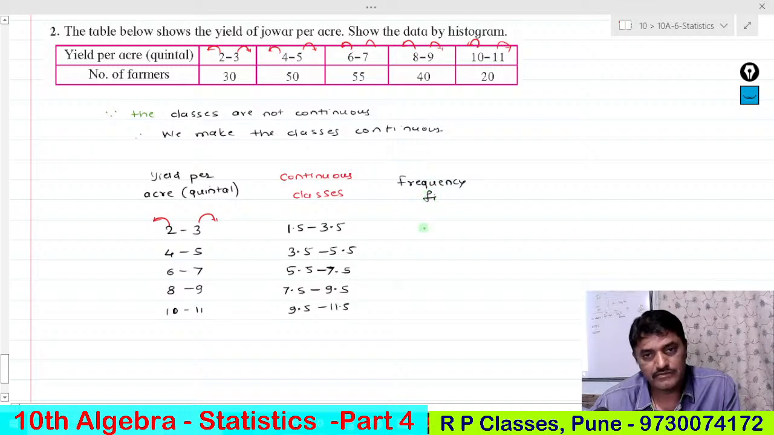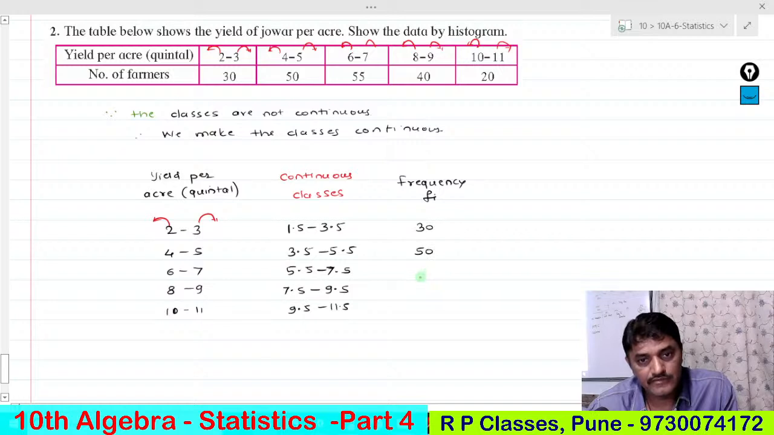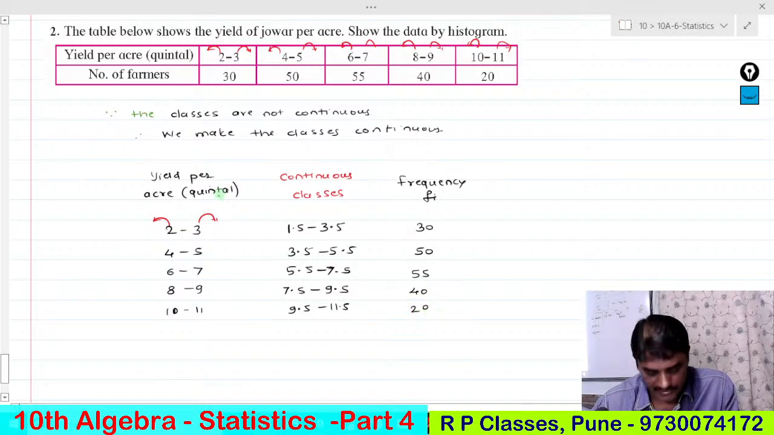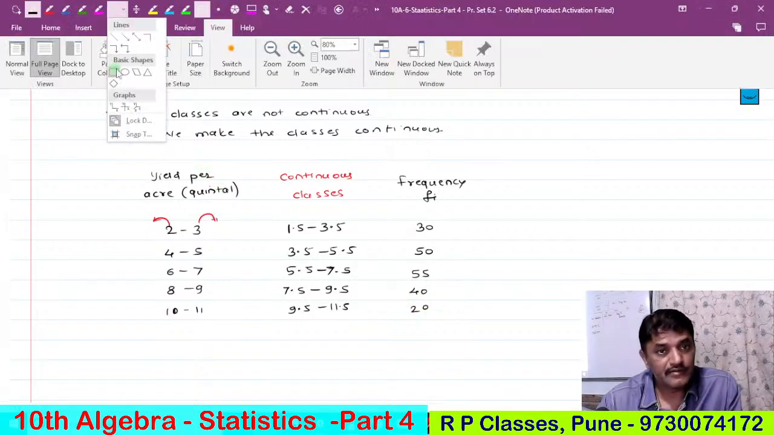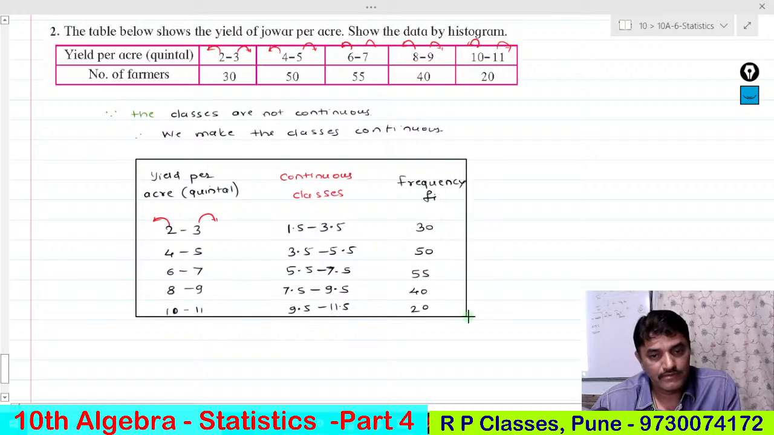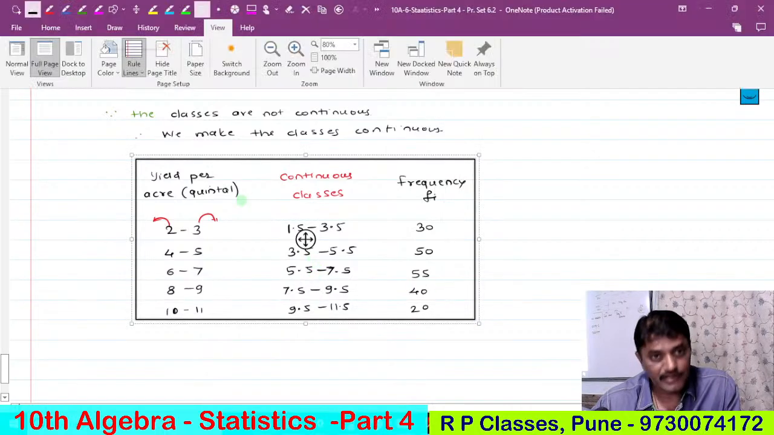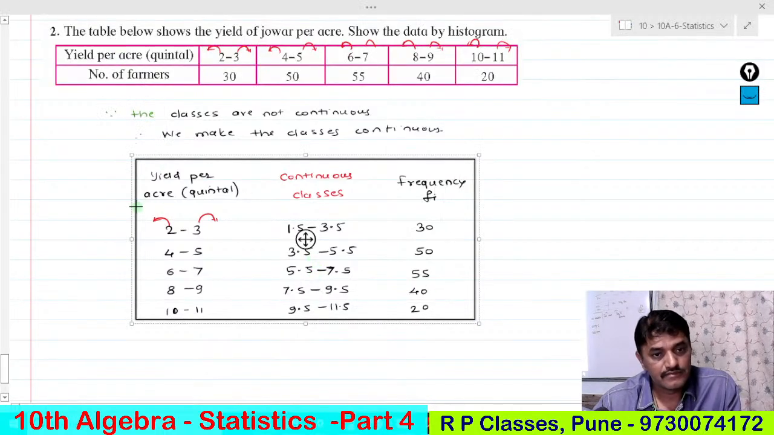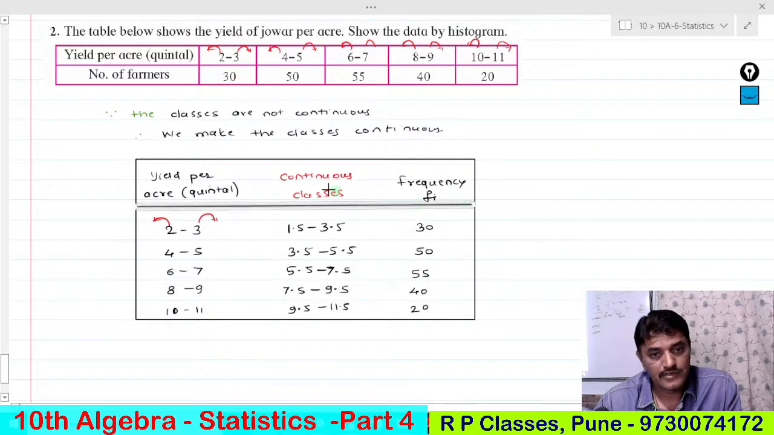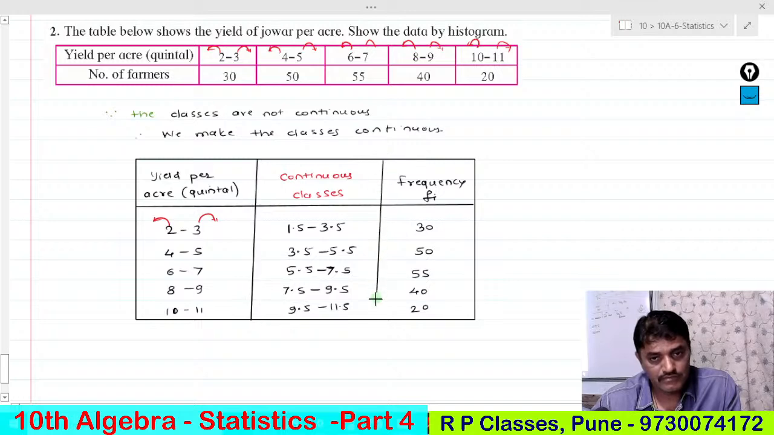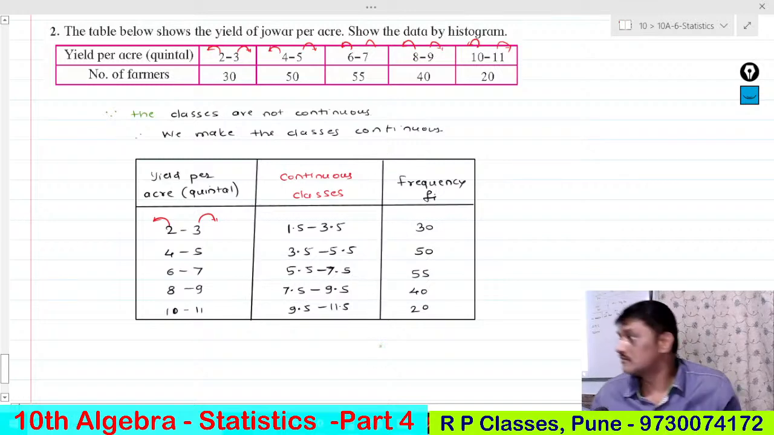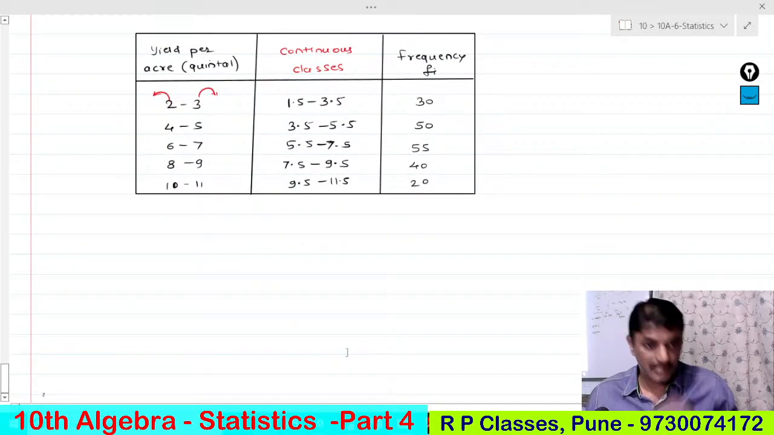FI 30, 50, 55, 40 and 20. Let us prepare the table here. टेबल हमने तैयार कर लिया. Now I'll need the graph over there. ग्राफ होगा ना इसके अंदर.